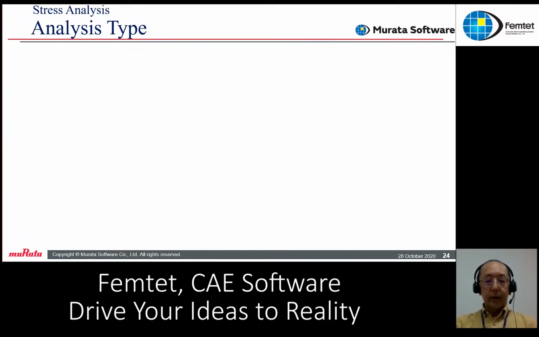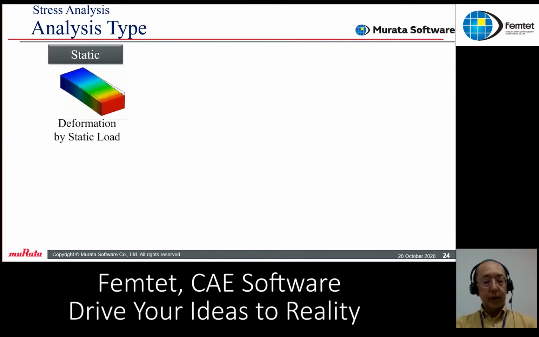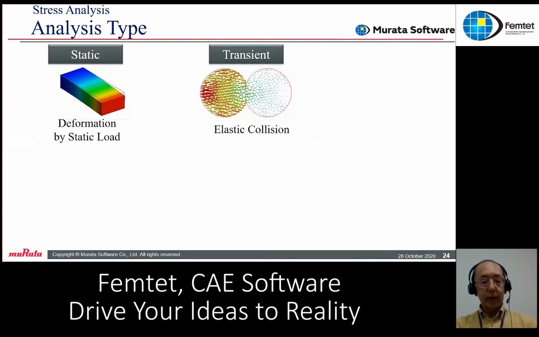Now let me explain the analysis types. As I said, you can perform 5 types of analyses. Static analysis, where you can simulate the deformation and internal stress caused by the static load. Transient analysis. Here, you are looking at the collision of the objects. You can solve the equation of motion over time steps. You can take the velocity and acceleration into account.